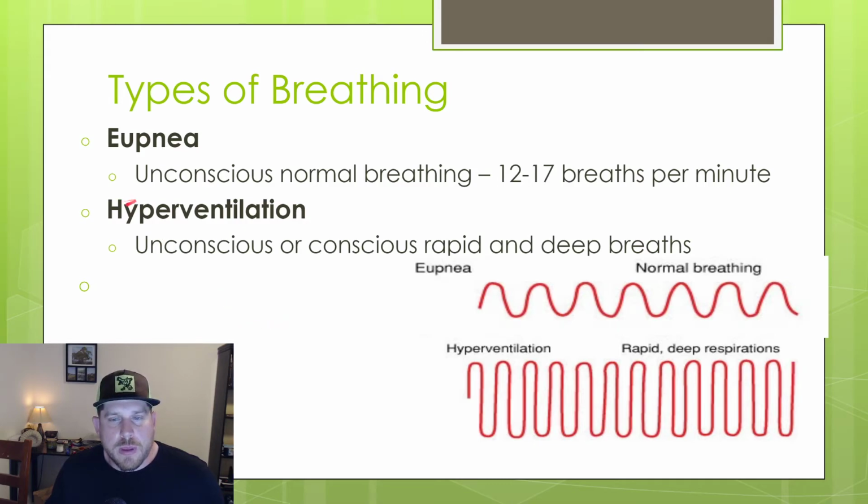So, this is, I promise, the last thing. Normal breathing, eupnea. Eu means true. Nia in this case is in reference to breathing. This is what you're doing right now, unless you are consciously thinking about your breathing, in which case, I'm sorry. But normal breathing, 12 to 17 breaths per minute, that's just what you are doing.